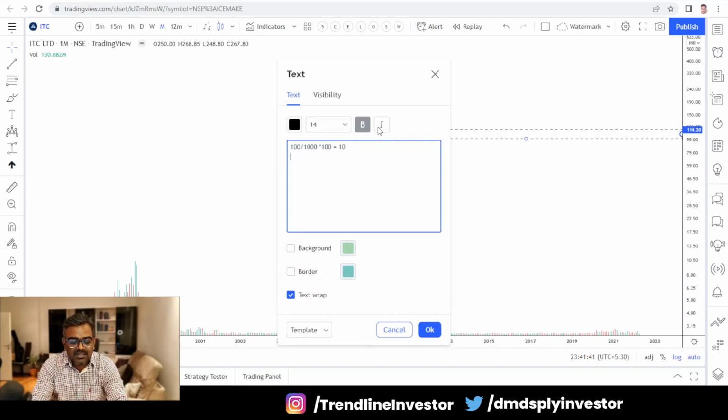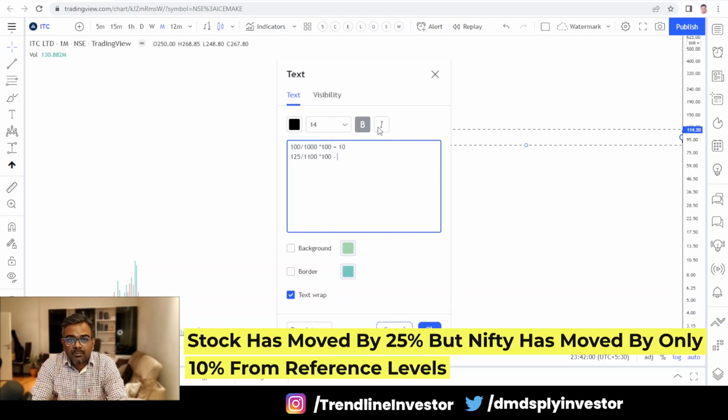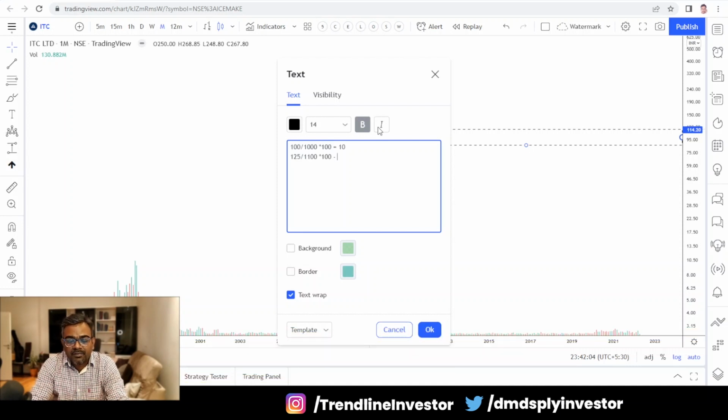Now let's increase the stock price. Now let's say the stock has gone up from 100 to 125. Yeah, stock goes to 125 and now your Nifty is, let's say, 1100, right? So here what has happened is the stock has gone up 25%, whereas Nifty has gone up only 10%. So 100 to 125 is the stock and 1000 to 1100 is the Nifty.